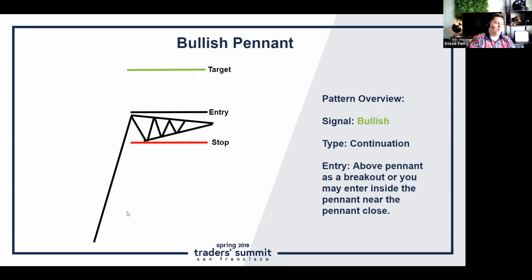But let me explain why I love this pattern so much. So the bull pennant works like this. You have a market that's coming up all day. You probably missed this trade. I mean, I would probably miss this initial move. But this is the king of all continuation patterns, in my opinion.